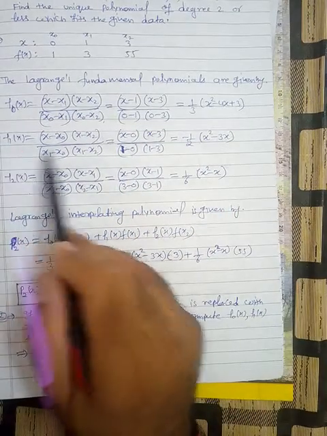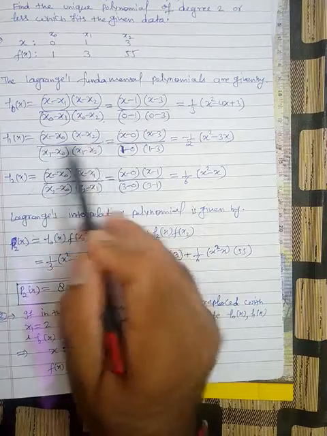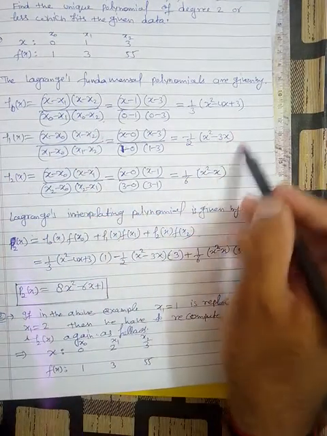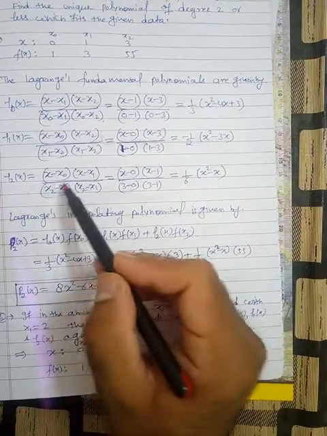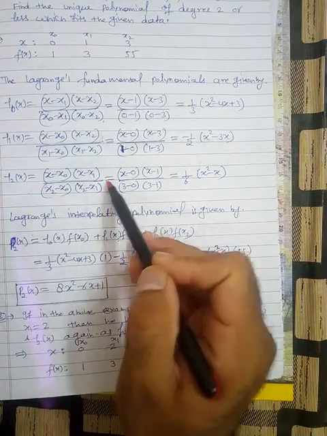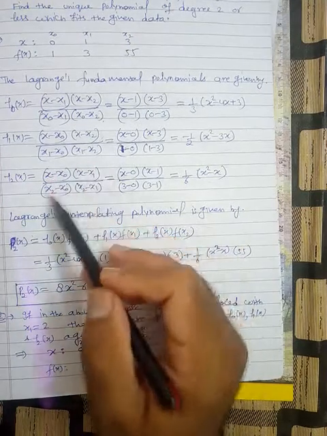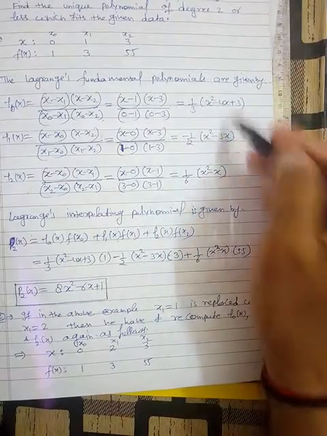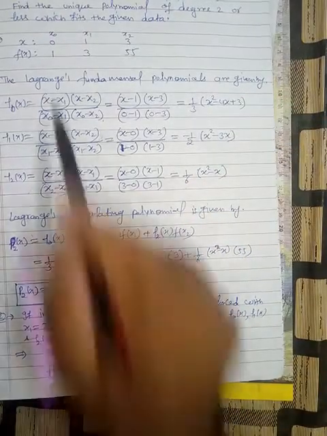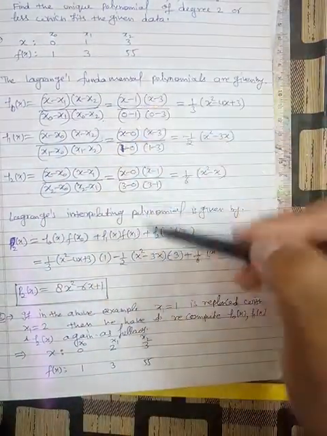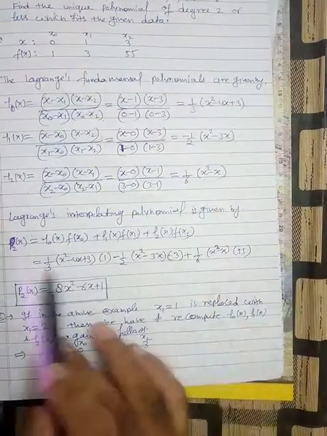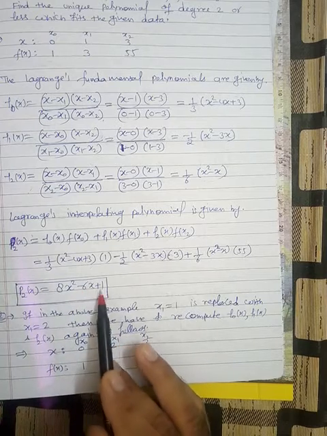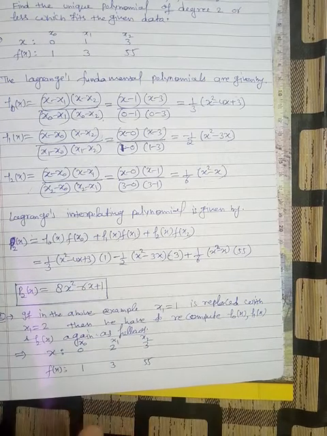Similarly, L1(x) will not contain the factor x minus x1. So we have this. Simplify, so we get this polynomial. Similarly, L2(x) will not contain the term x minus x2. So this is the polynomial. Simplify, 1/6 (x square minus x). Substitute all these values here, where f(x0) is 1, f(x1) is 3, f(x2) is 55. Put these values, simplify, so we get the polynomial P2(x) as 8x square minus 6x plus 1. So this is the required polynomial.